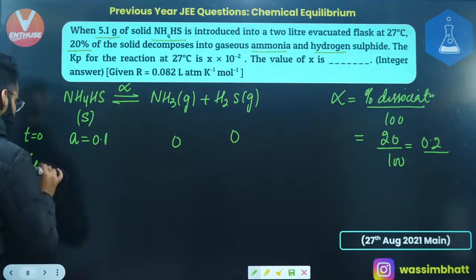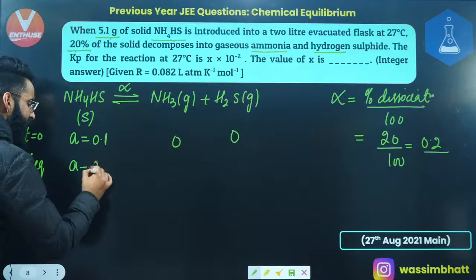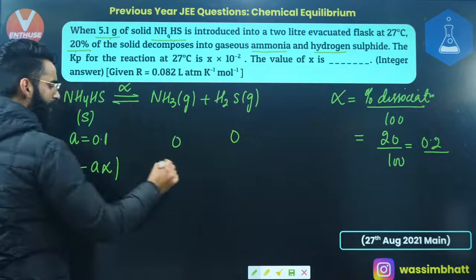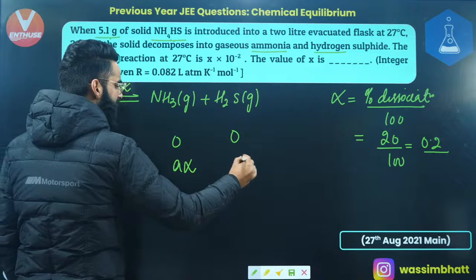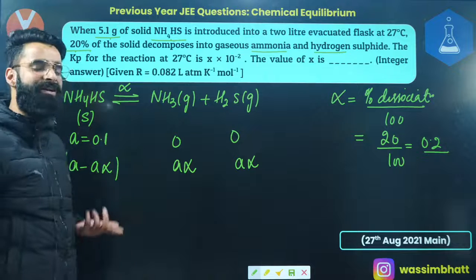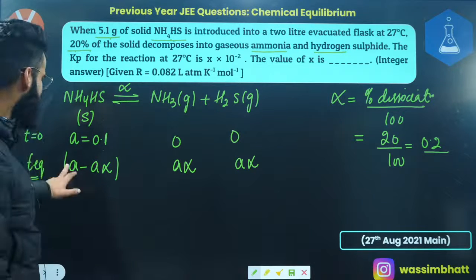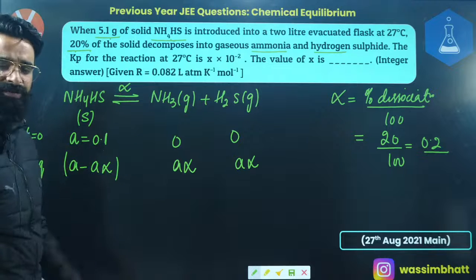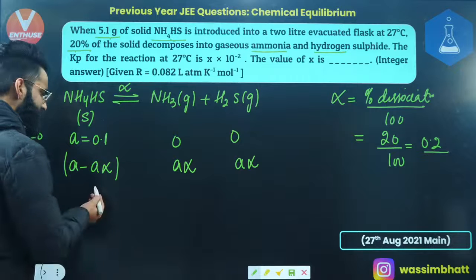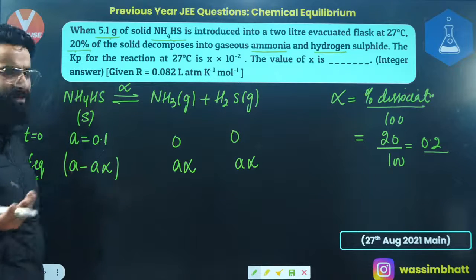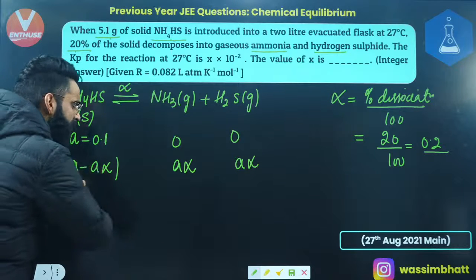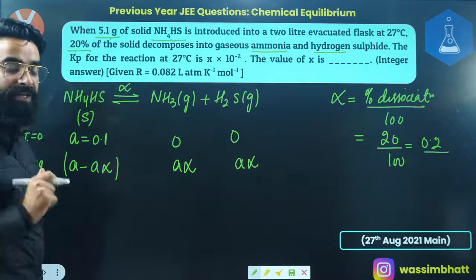So at equilibrium, can I say I'll be left with A minus A alpha moles of reactant? Now, 1 mole gives 1 mole. So from A alpha moles, you're going to get A alpha moles of NH3. Similarly, you'll be getting A alpha moles of H2S at equilibrium. So basically, you have the moles of each reactant and product at equilibrium, and at the same time you have the value of A and the value of alpha as well. A value is 0.1. Or let's not use it yet. First of all, I got the moles of each reactant and product at equilibrium.